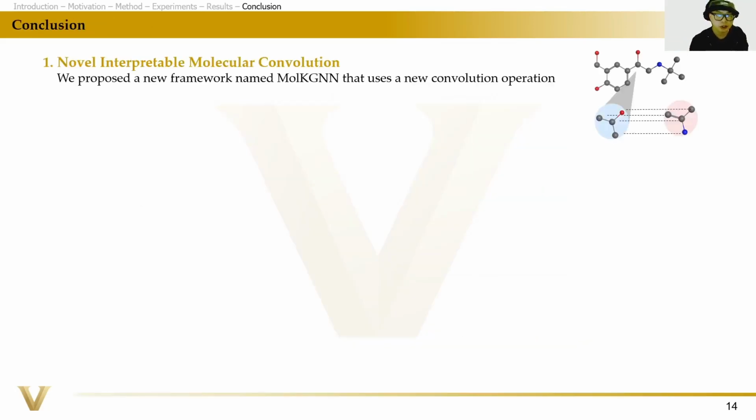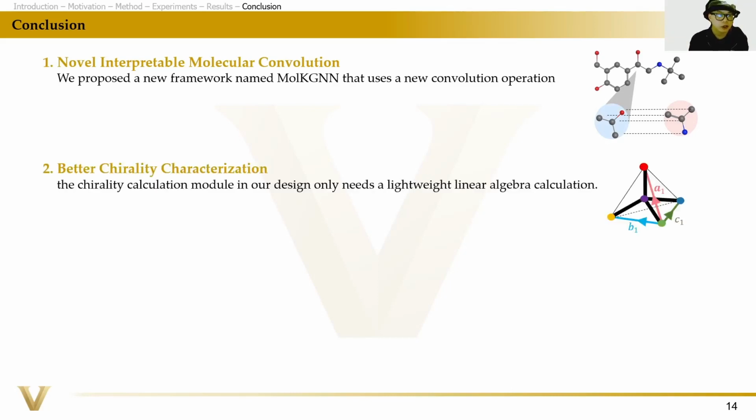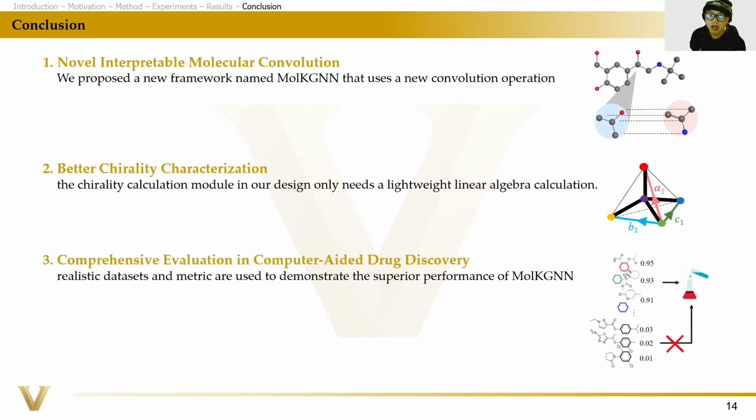And in conclusion, in this work, we proposed a new framework named MolKGNN that has a completely new convolution operation. And secondly, we also use a better chirality characterization. And finally, we use a more realistic dataset and metric to evaluate our work.